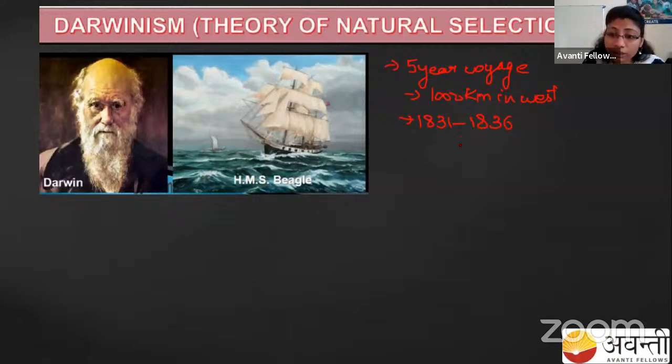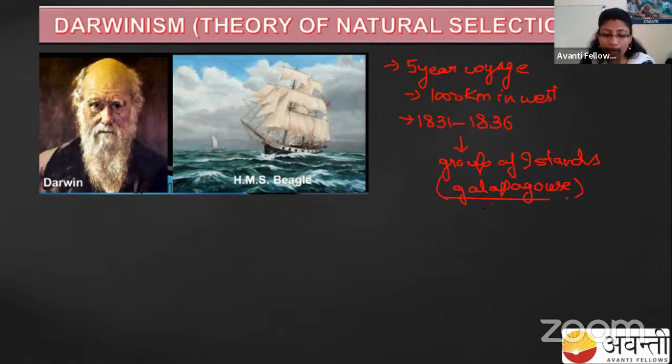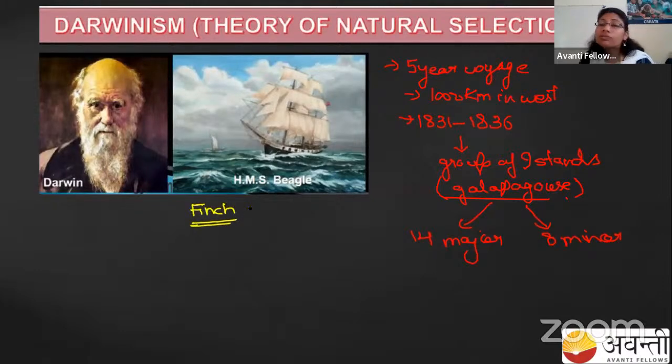When he moved 1000 kilometers west, he found a group of islands. Those group of islands were known as the Galapagos Islands. Now, the Galapagos Islands have several islands, out of which 14 were major, that is, very large, and 8 were minor. So he visited all those major and minor islands. While visiting those islands, he found a similar bird on each and every island. He gave that bird the name Finch. So we call that finch the Darwin Finch.